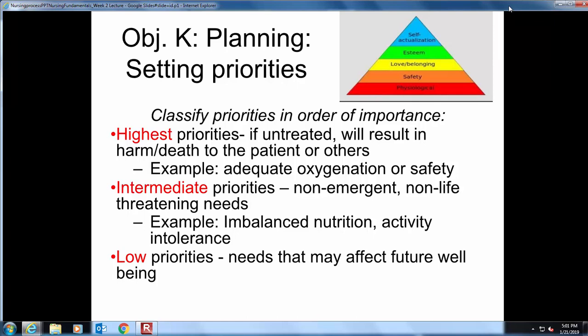Intermediate priorities are addressed next. These are things that are not life or death, but they should be attended to, such as imbalanced nutrition.